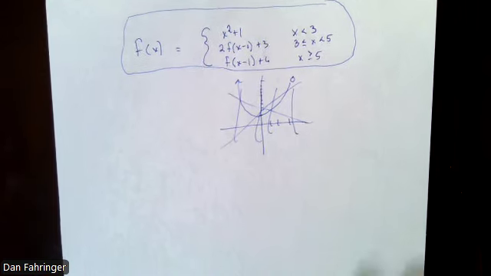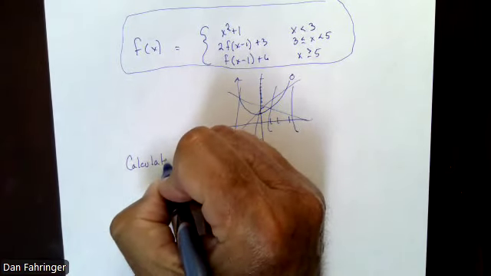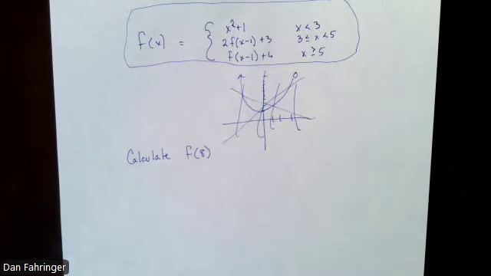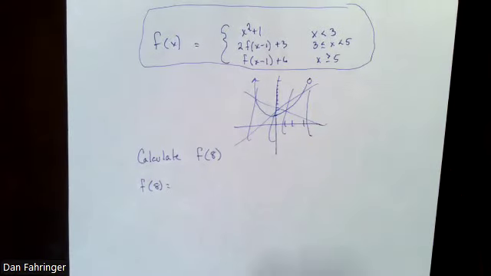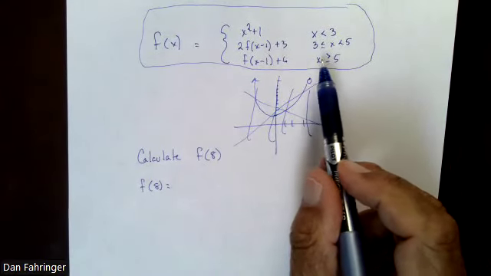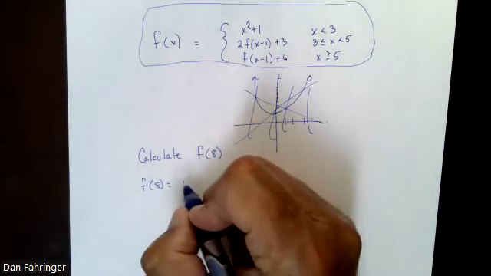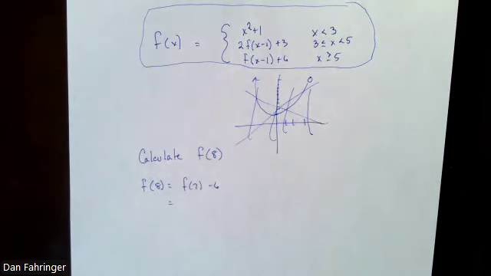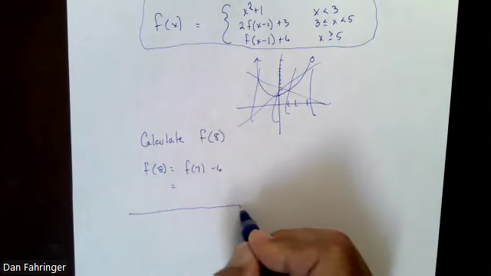Okay, so the question is going to be: calculate f of 8. And how do we do f of 8? Well, let's see. F of 8 falls in this domain. It's going to equal f of 7 minus 6. Well, guess what I have to go do now? I have to calculate f of 7.